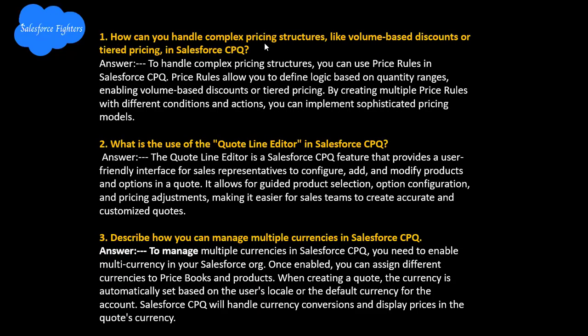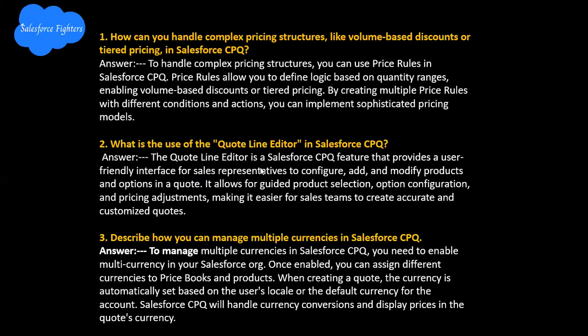How can you handle complex pricing structures like value-based discounts and tiered pricing in Salesforce CPQ? To handle the complex pricing structure, you can use price rules in Salesforce CPQ. Price rules allow you to define the logic based on the quantity, price range, and build value-based discounts or tiered pricing by creating multiple price rules with different conditions and actions. You can implement sophisticated pricing models.